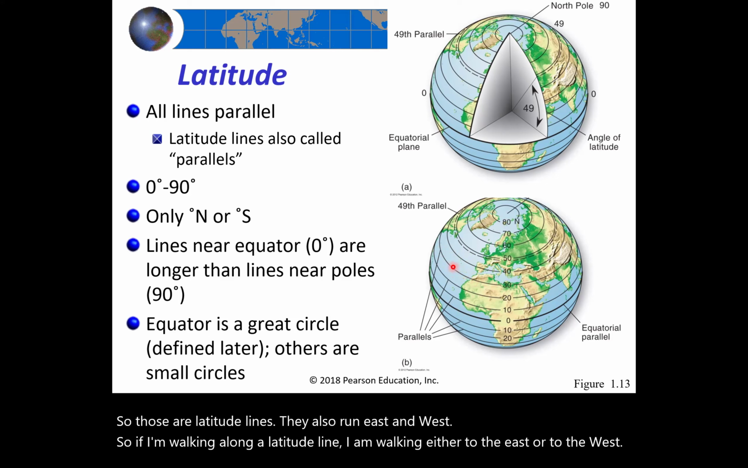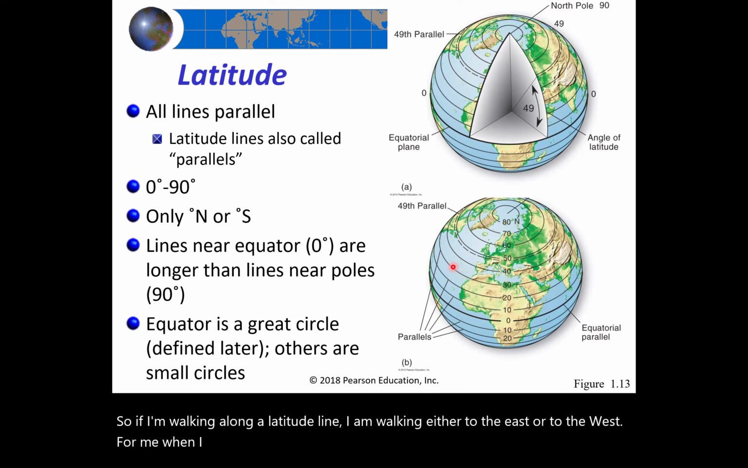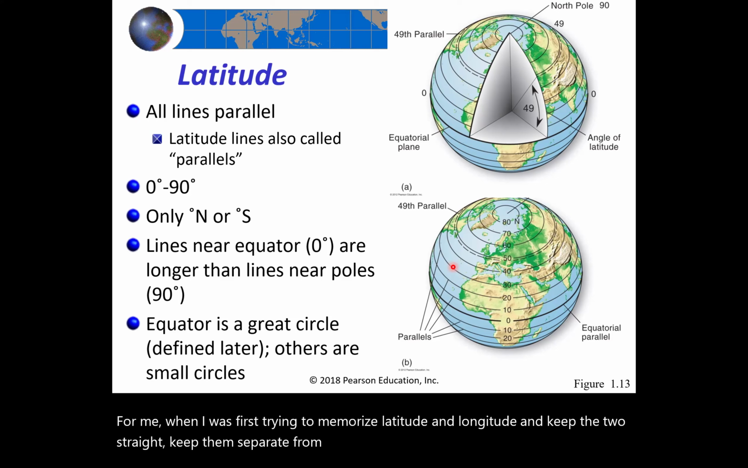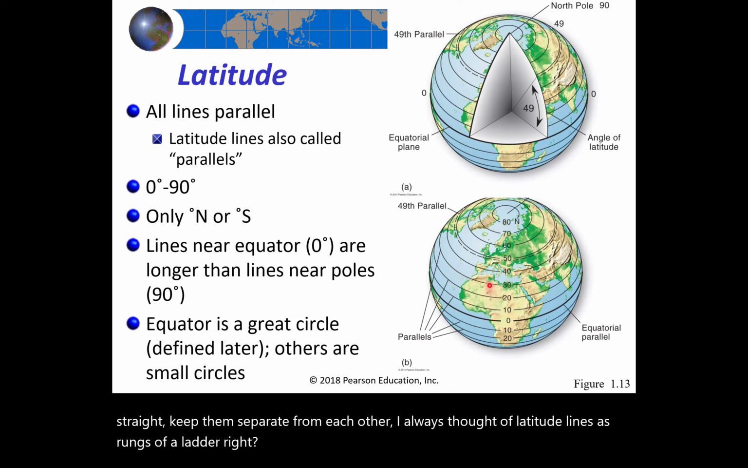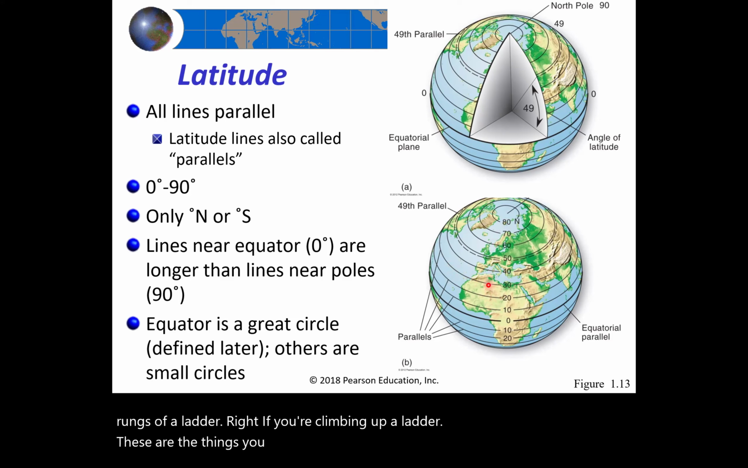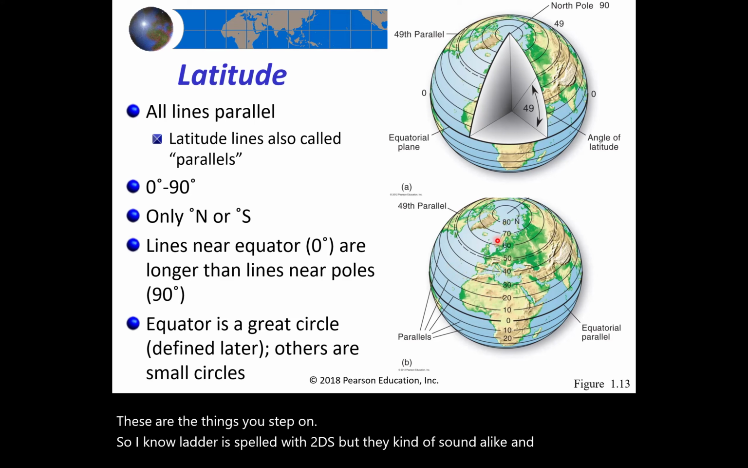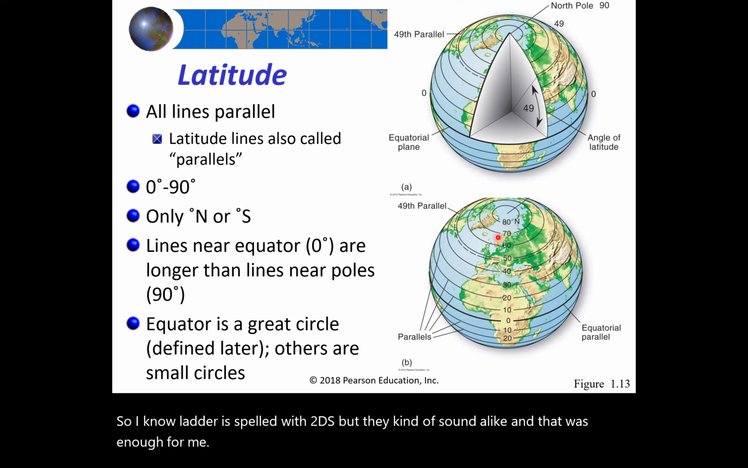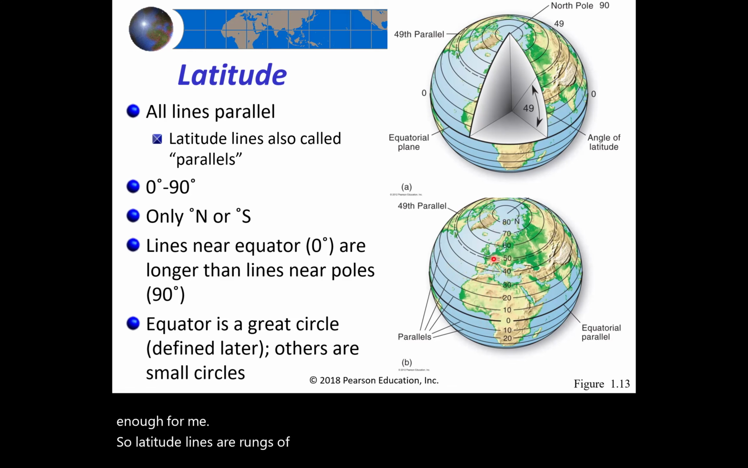For me, when I was first trying to memorize latitude and longitude and keep the two separate from each other, I always thought of latitude lines as like rungs of a ladder, right? Like if you're climbing up a ladder, these are the things you step on. So I know ladder is spelled with two D's, but they kind of sound alike, and that was enough for me. So latitude lines are like rungs of a ladder running parallel to each other.